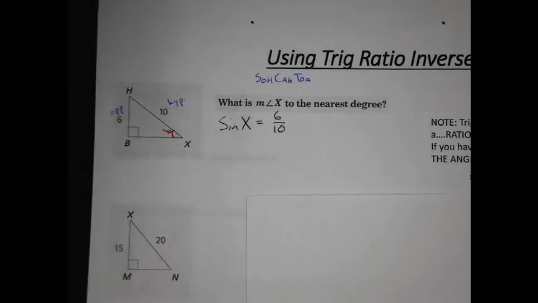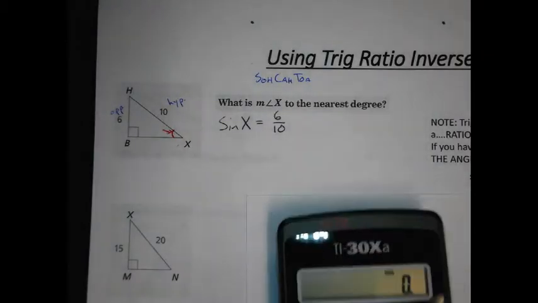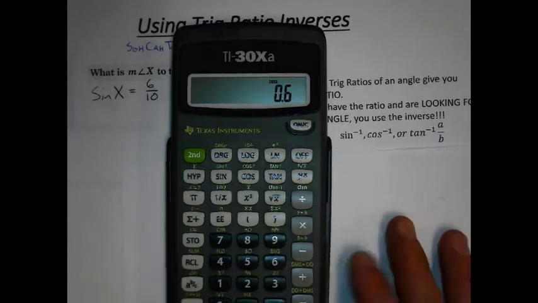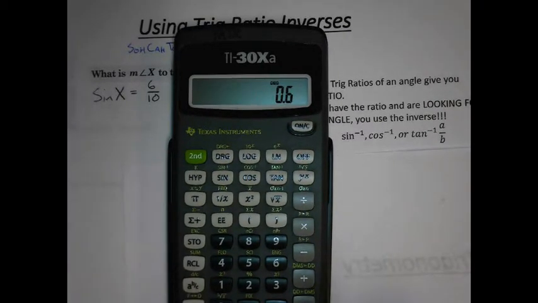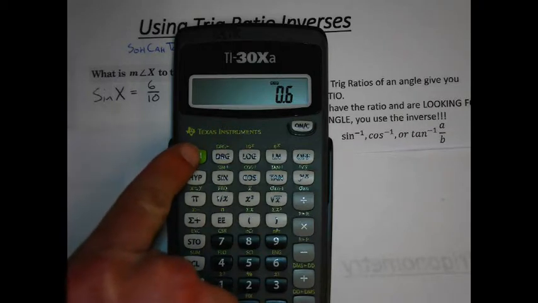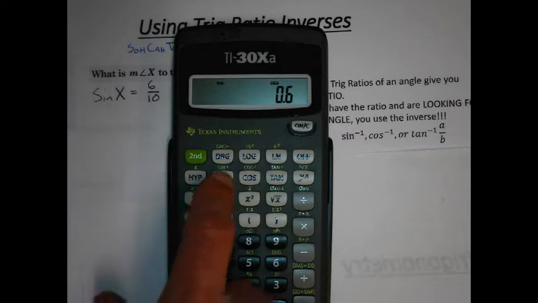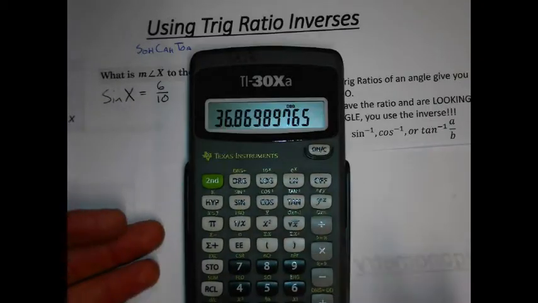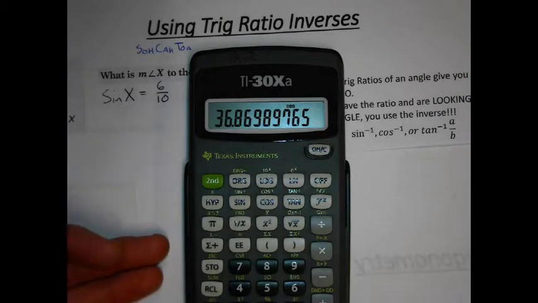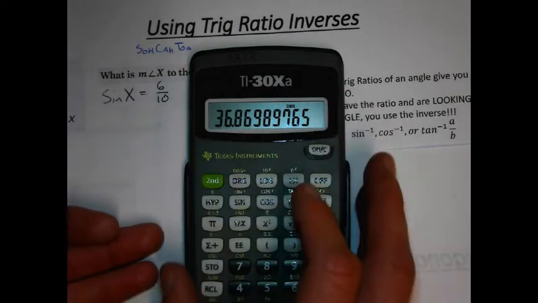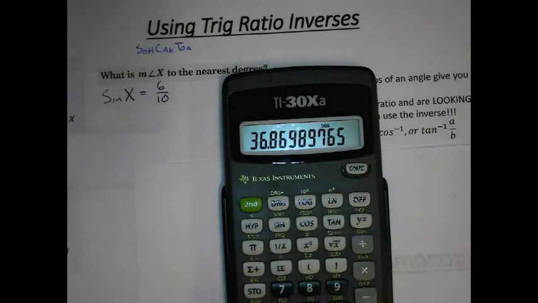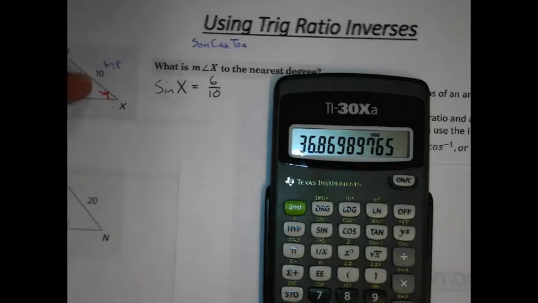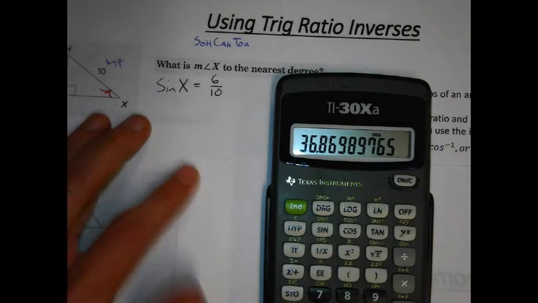So how does that work? We have 6 divided by 10, which gives us our value, 0.6. Then we take the inverse sine. We press our shift key or second key, and then the sine button, or wherever you see sine to the -1 on your calculator. It gives us a number that looks like an angle measure, in this case 36.869. That is the degree measure of the angle that gives us 6 and 10.